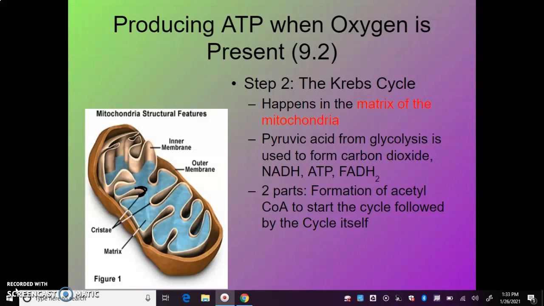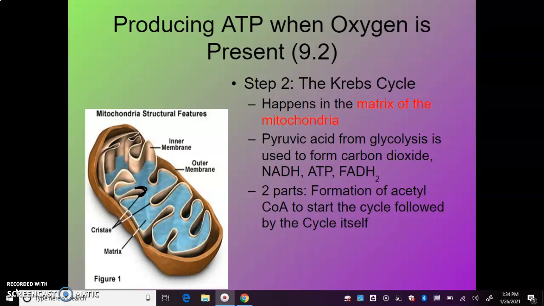Now remember, the first step was glycolysis. That's where initially the glucose starts to break down, and it becomes 2 pyruvic acids. Well, now these pyruvic acids have entered into the mitochondria, specifically the matrix, and they're going to be further broken down in what's called the Krebs cycle. Again, the Krebs cycle takes place in the matrix portion of the mitochondria, which looks like the lazy river in this diagram. The pyruvic acid, which was a 3-carbon molecule from glycolysis, is now going to be broken down further to release more carbon dioxide as waste.